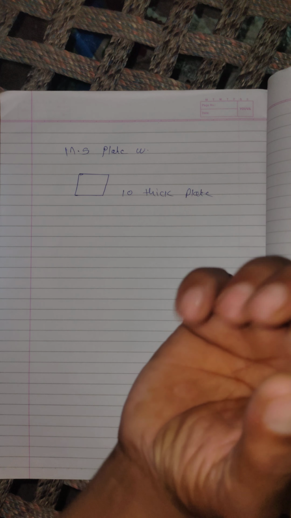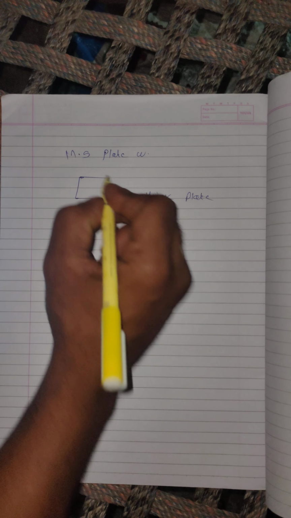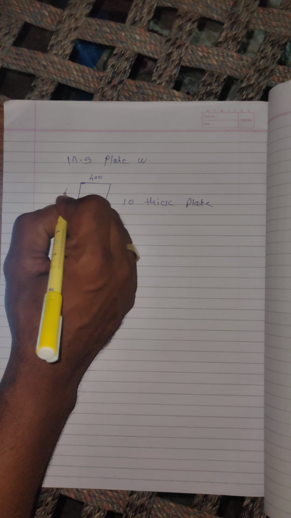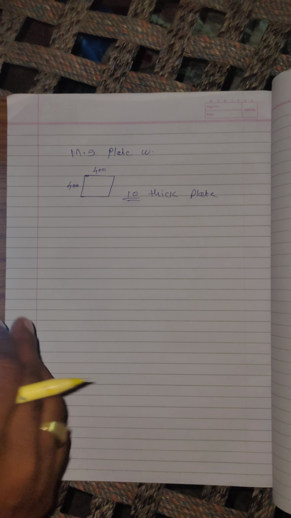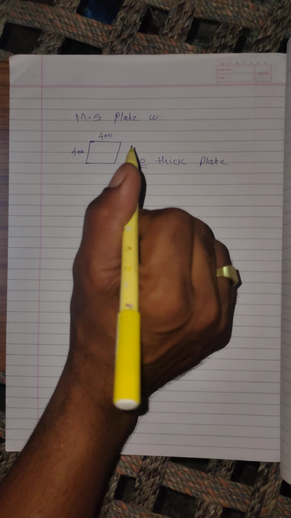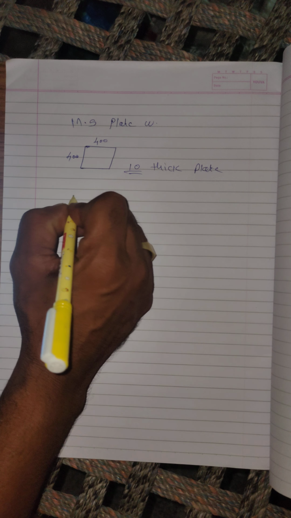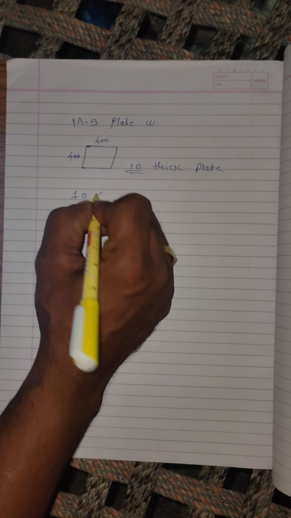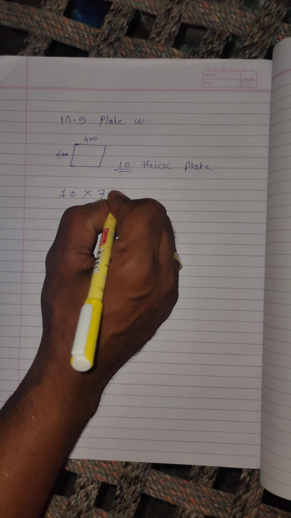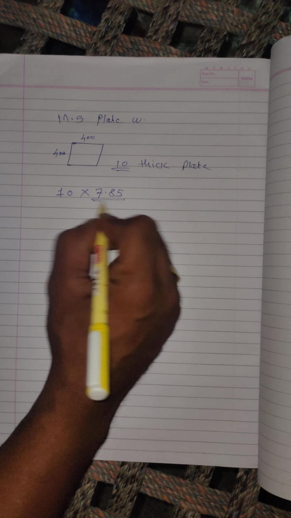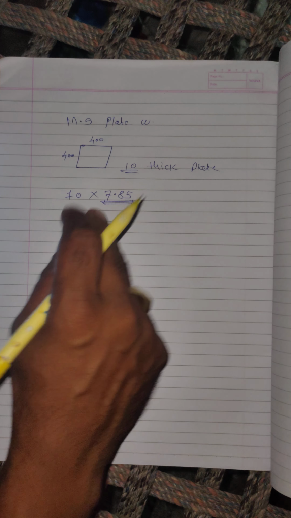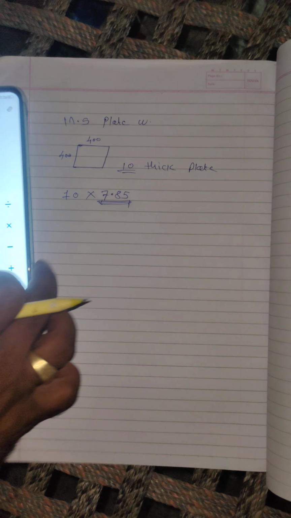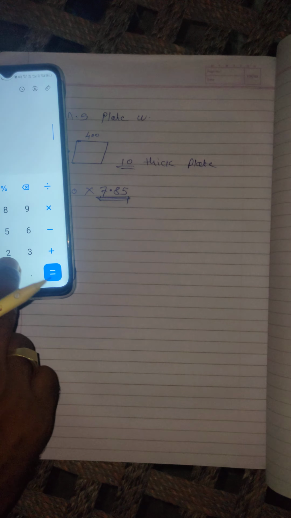Let's take some measurements: a 400 mm by 400 mm plate and 10 mm thickness. Here is one formula to calculate the plate's weight, friends. You have to take 10 mm into 7.85. Look at this value very carefully, 7.85. Then you have to calculate the thickness 10 into 7.85.